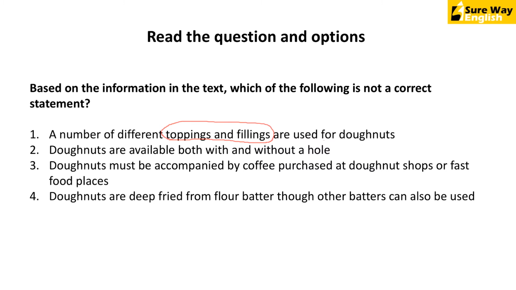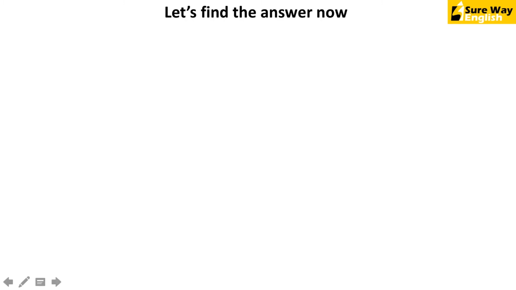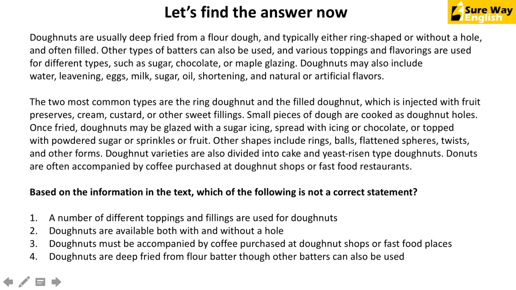Another advantage of reading the options first is that when you're reading the passage, it's possible that the second option is discussed somewhere in the beginning of the passage. So at the same time you can look for the information corresponding to all the options. Let's see how to do this in practice. So this is the passage. These are the options that we have.